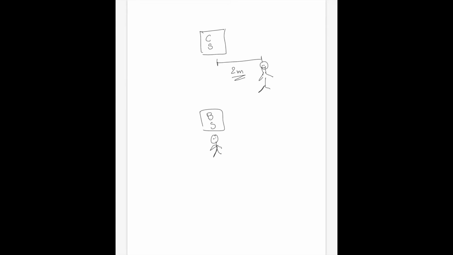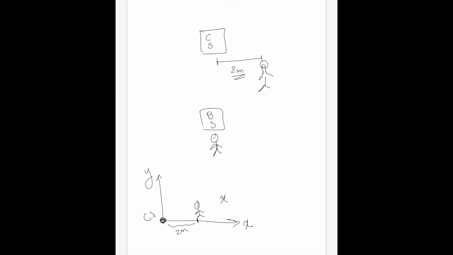If we assume that the reference frame is Earth and the coffee shop is at the origin of this reference frame, then this is the coordinate system, this is X, this is Y, and this is the coffee shop. And I am standing 2 meters away from the coffee shop. So my position, X, is equal to 2 meters.